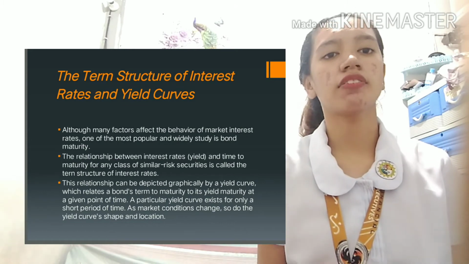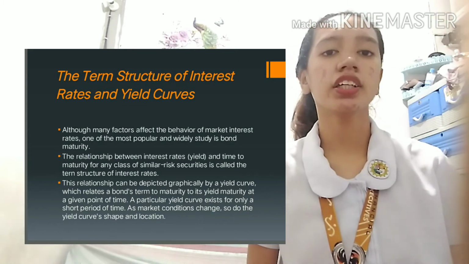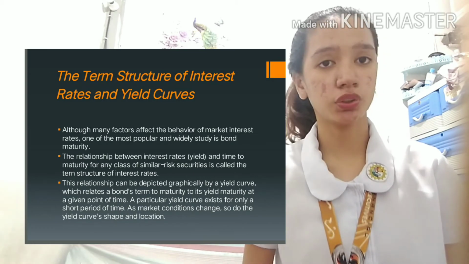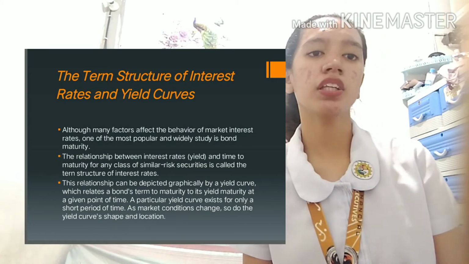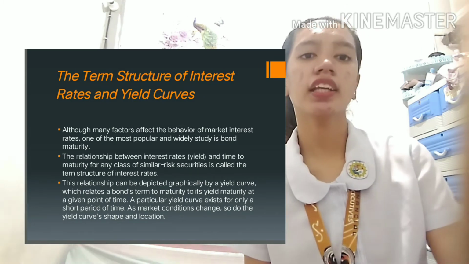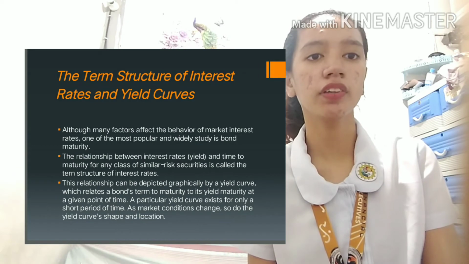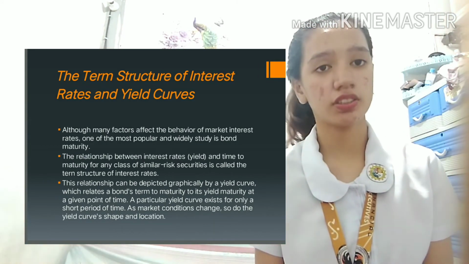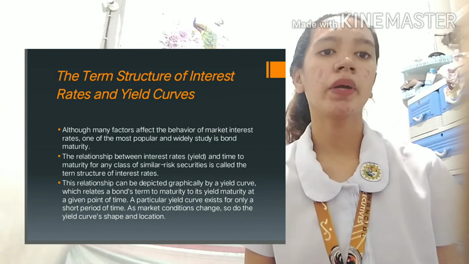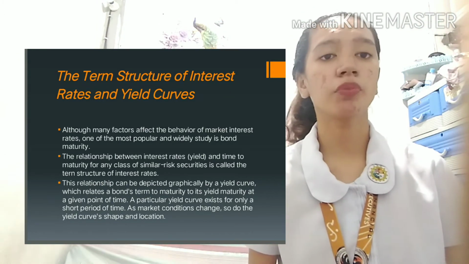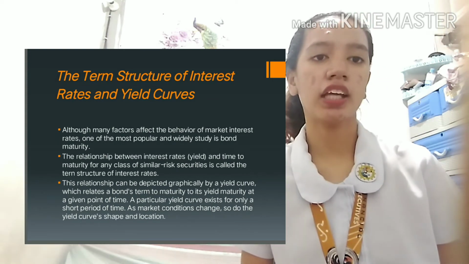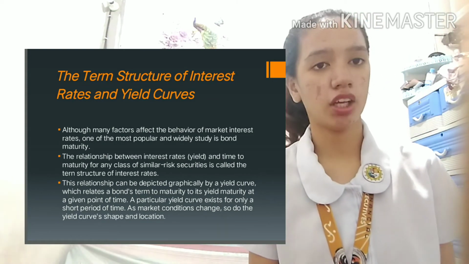Although many factors affect the behavior of market interest rates, one of the most popular and widely studied is bond maturity. The relationship between interest rates or yung yield and time to maturity for any class of similar risk securities is called the term structure of interest rates. This relationship can be depicted graphically by a yield curve, which relates a bond's term to maturity to its yield at a given point in time.